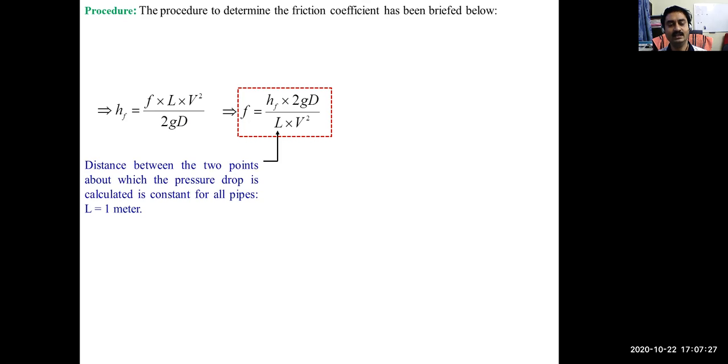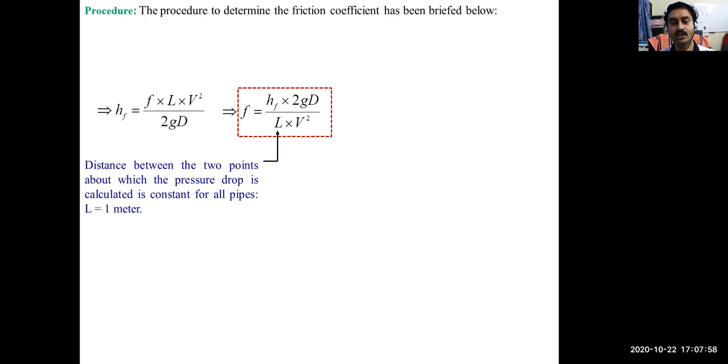First term is L, the distance between the 2 points. I have already shown there are 4 pipes: a copper pipe, an aluminum pipe, and 2 GI pipes. For each of the pipes, there are 2 points between which you are trying to find the pressure drop. That length L between these 2 points is the same for all the pipes, that's why L is equal to 1 meter. It's constant for all, a known data, so nothing to worry about.